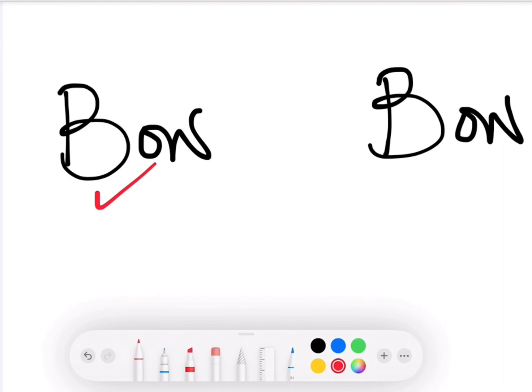The second one is bow. You can see different sounds, but the same spelling. Bow means to bend forward to show respect to someone. For instance, she made a bow before the king. Different sounds, but the same spelling.